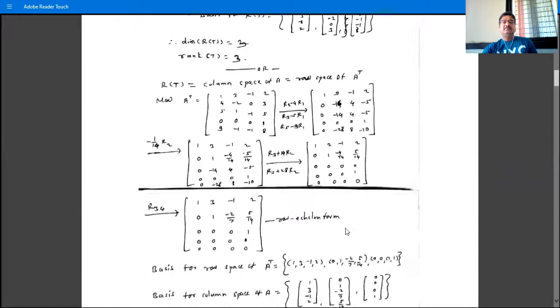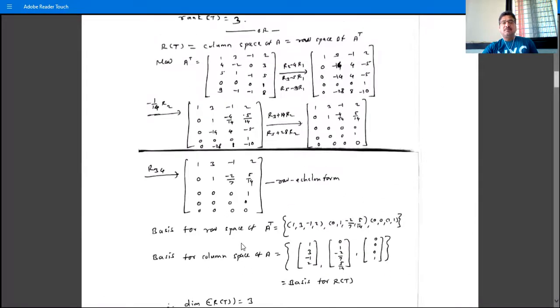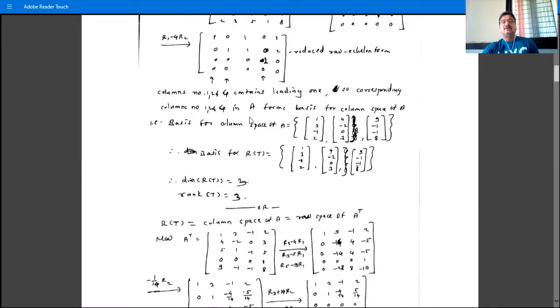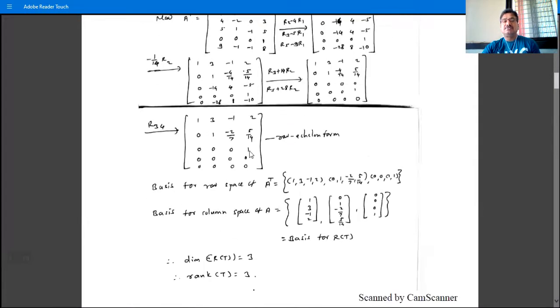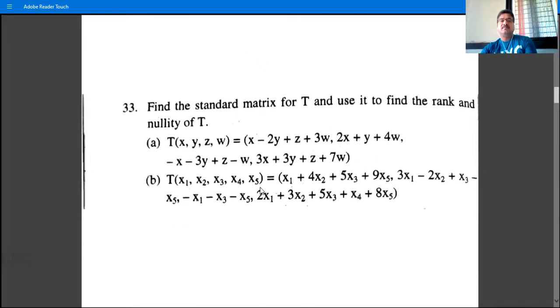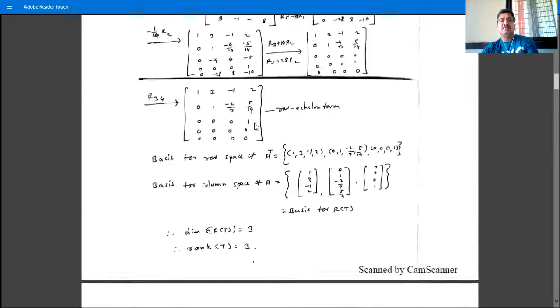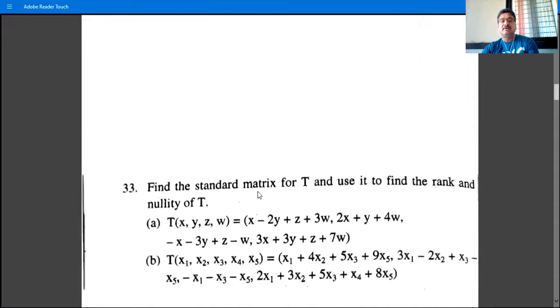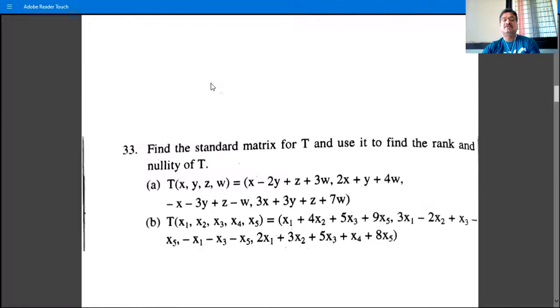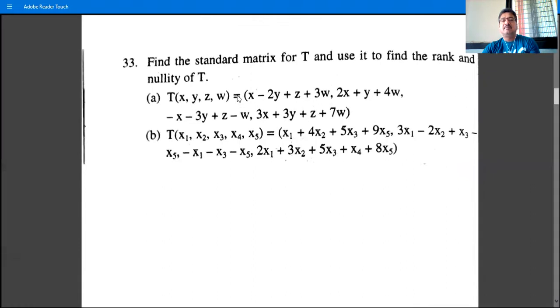So we will find the basis for the kernel of T and the basis for the range of T in 2 different methods. So either use this method or use this method. Okay, so these are some problems for homework. Find a standard matrix for T, and hence use it to find the rank and nullity of T. This is the answer of example number 2, and the answer of B is this. Okay, so I will write and solve problem number 1 first.